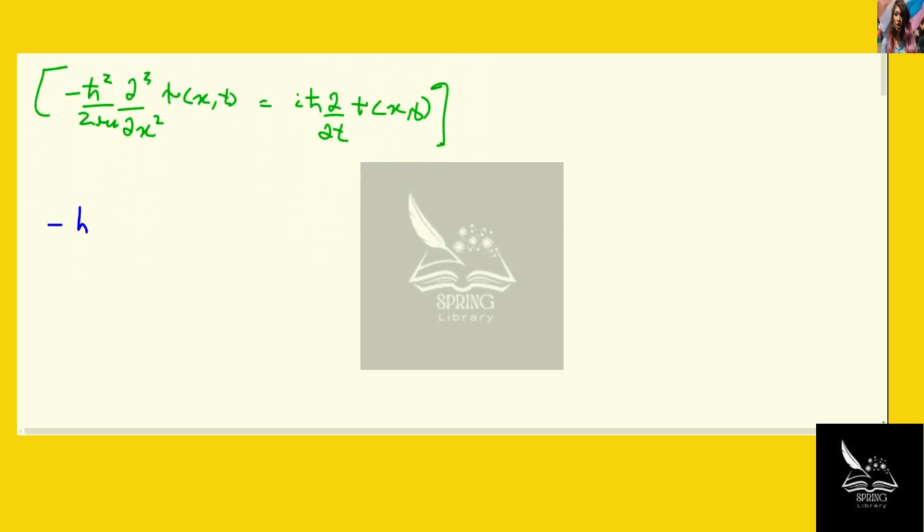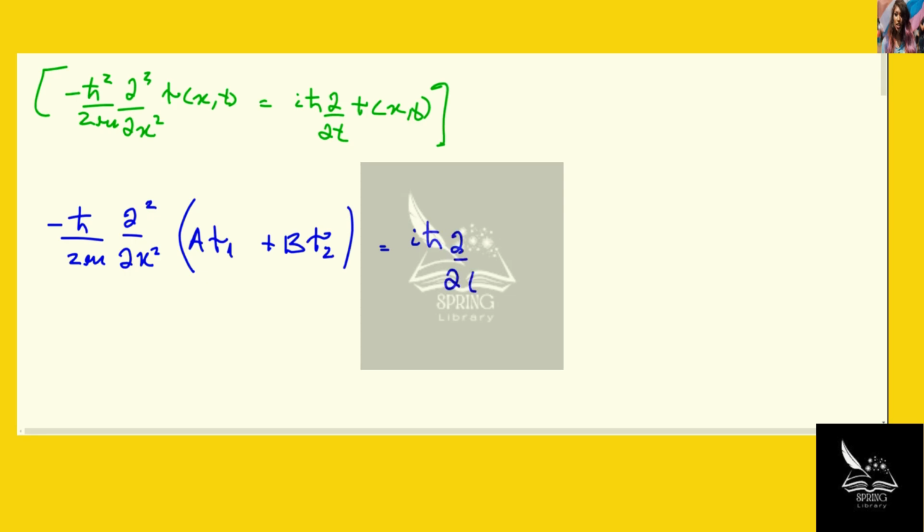We have in here negative h-bar squared over 2m. This is the second partial derivative with respect to position of a psi 1 plus b psi 2, that is equal to i h-bar d/dt of a psi 1 plus b psi 2.